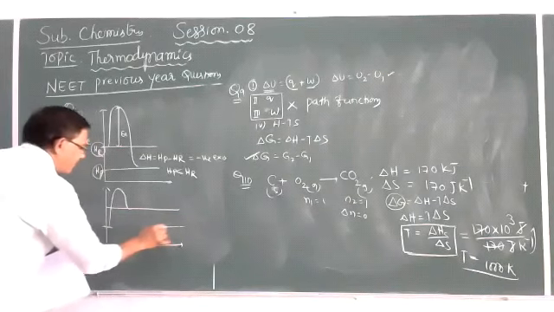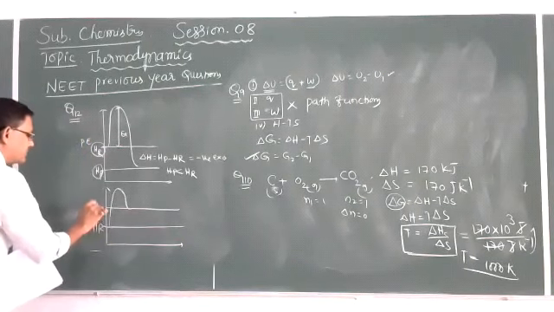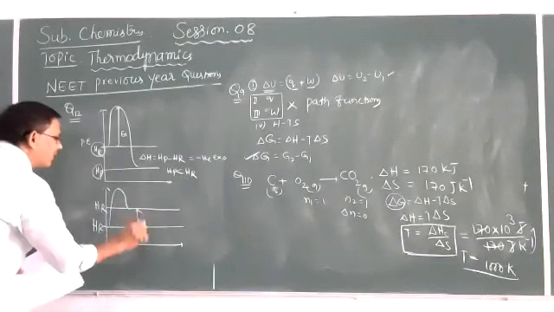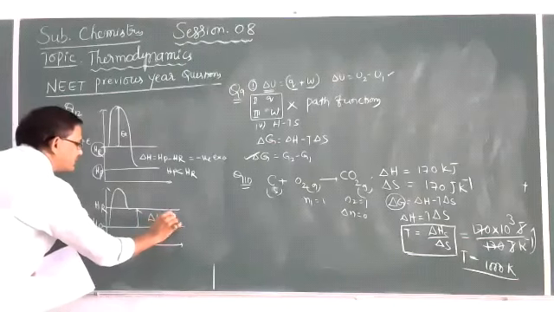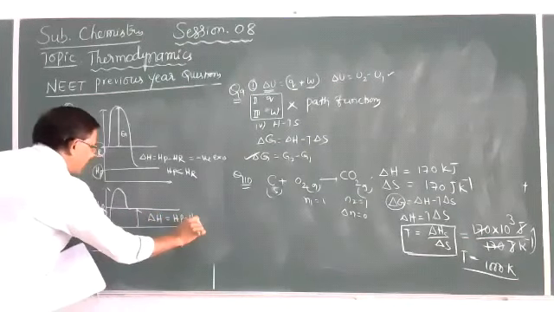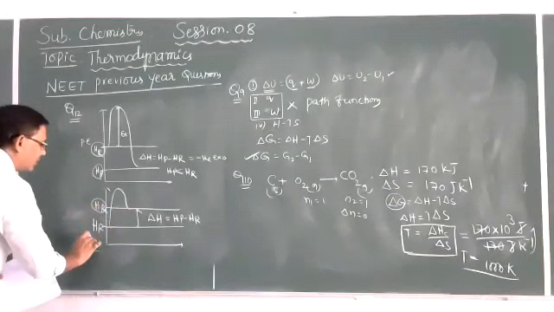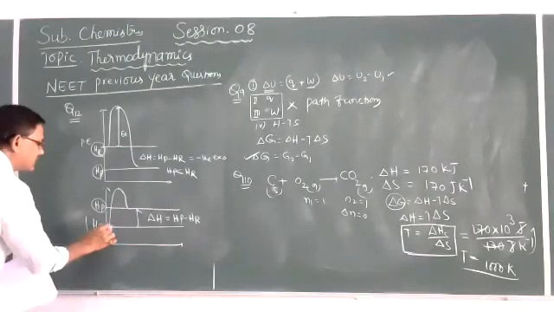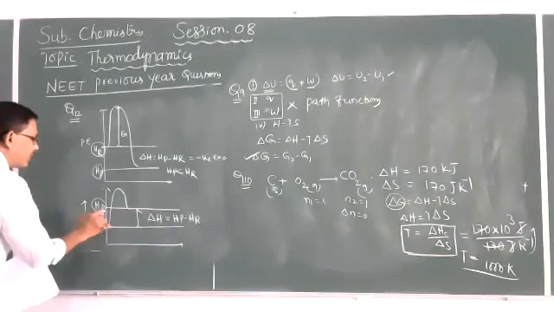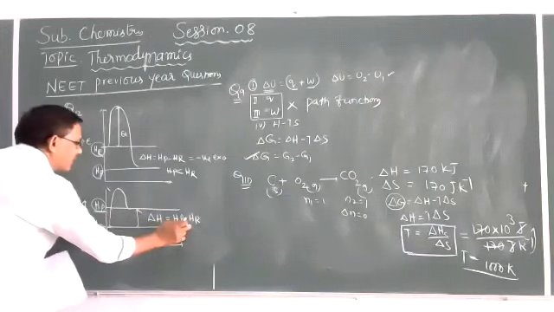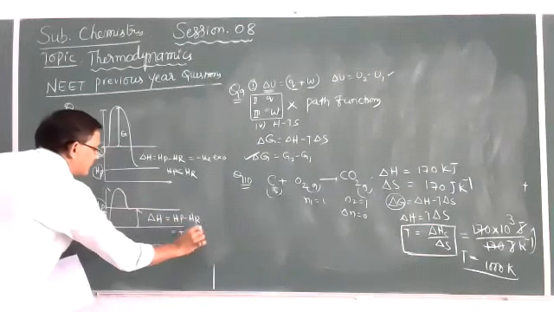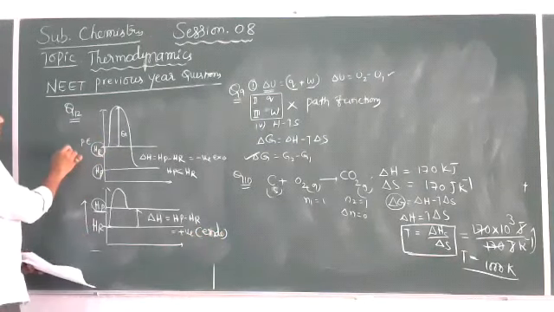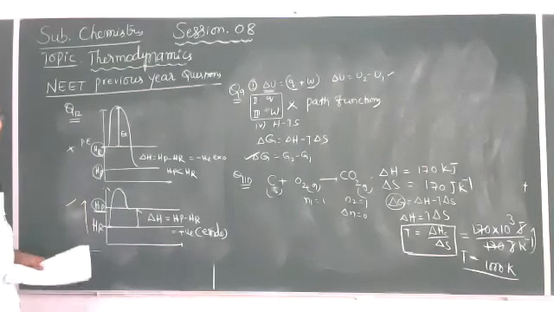Now this is the enthalpy of reactants, enthalpy of products. This is the difference between the enthalpy of reactants and products, HP minus HR. Here the enthalpy of the products is more compared to the reactants. That's why this value is positive. That is an endothermic reaction. So the question is based on this.